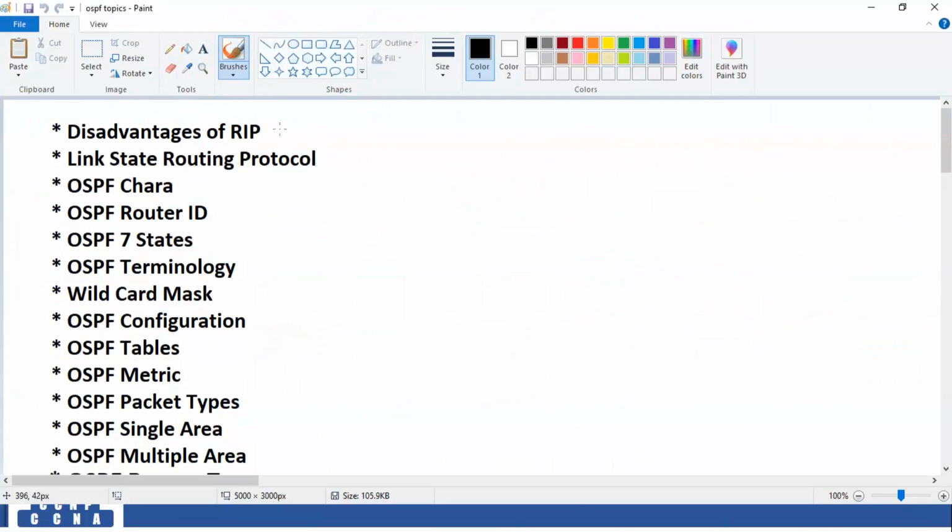So yesterday, we started discussing about disadvantages of our RIP protocol, link state protocol introduction part, OSPF characteristics, OSPF router ID, and wildcard mask configuration. That's all. So today, we'll continue with some advanced level like OSPF 7 states, neighbor states, OSPF terminology, OSPF tables, metric, packet types, single area, multiple area, router types. These are all the points we'll try to cover today.